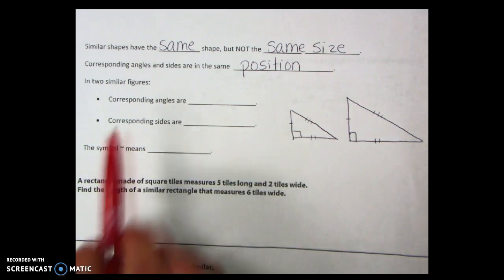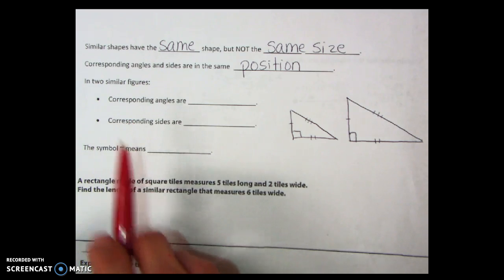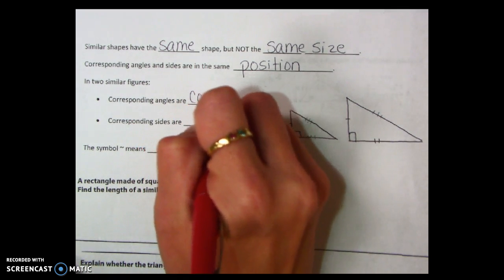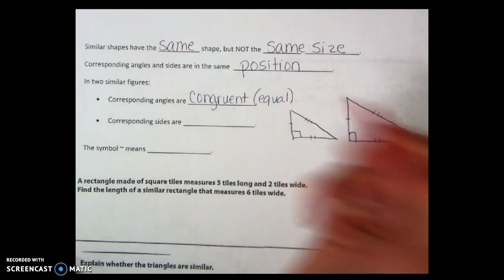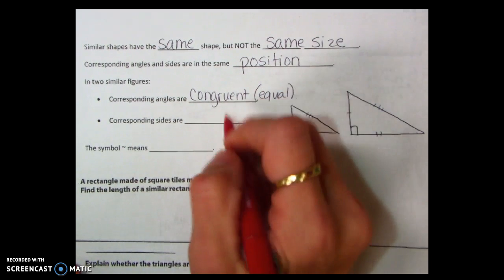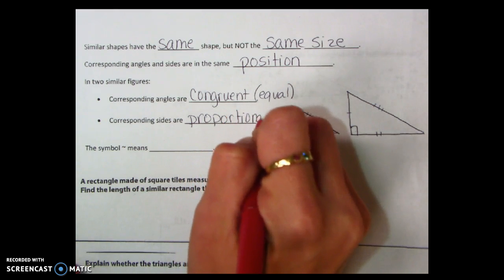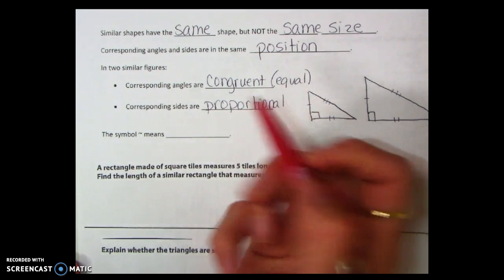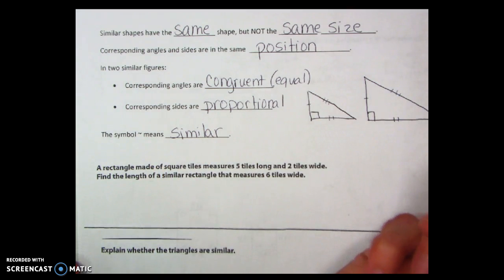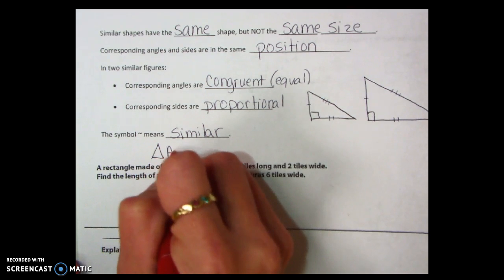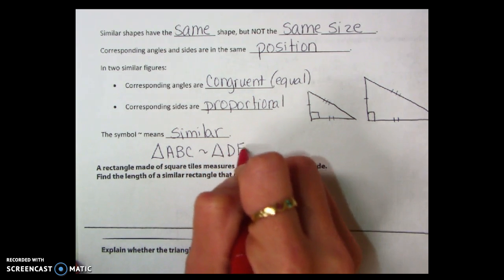So in similar figures, they have to meet these two criteria. The first one is that corresponding angles are going to be congruent or equal, and corresponding sides are proportional. And this symbol right here means similar. So we could say triangle ABC is similar to triangle DEF.